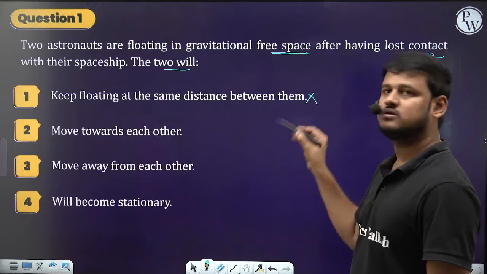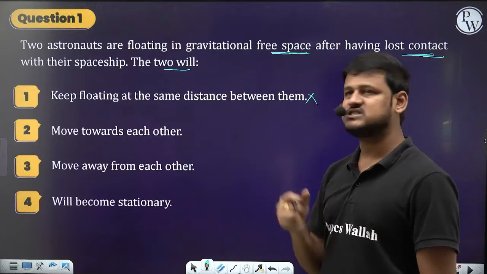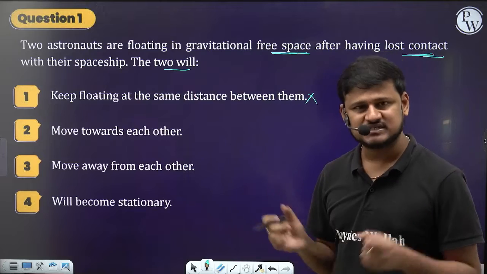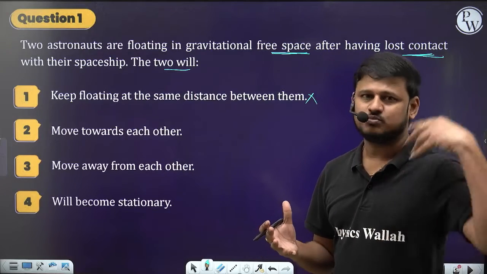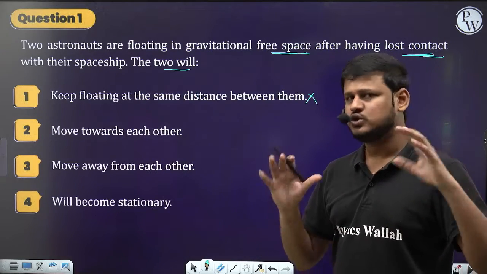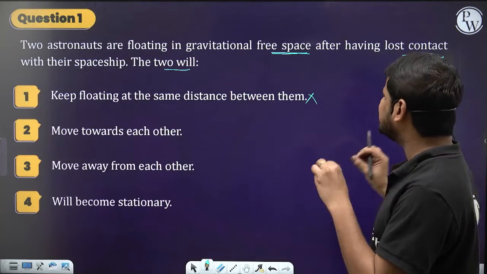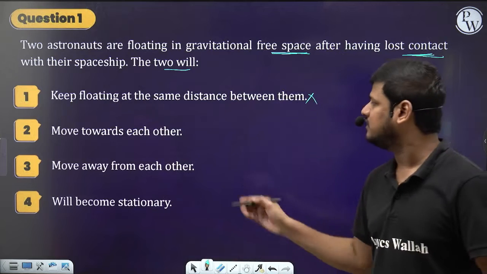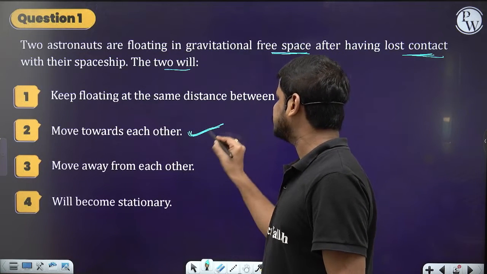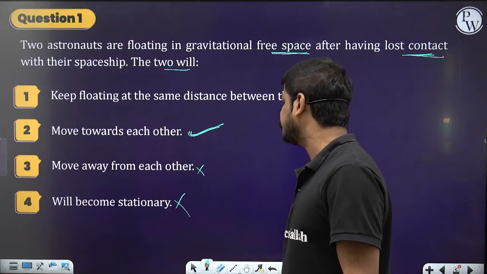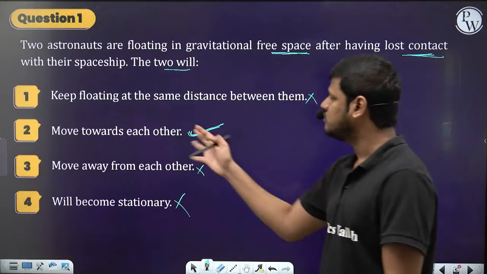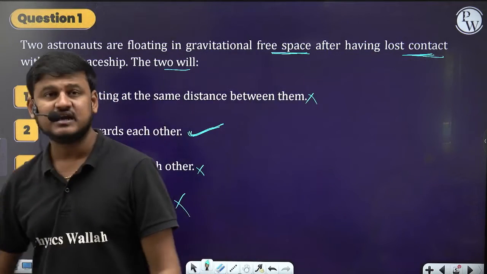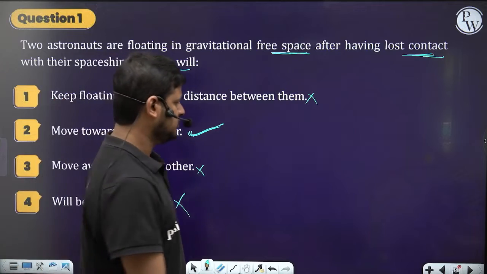No, because the two astronauts will have some mass, right? Some mass will be there, whether it's more or less than on Earth. Two masses always attract each other, independent of the medium. Do they move towards each other, move away from each other, or become stationary? They move towards each other. Clear? Understood, guys? Sure. Let's move further.